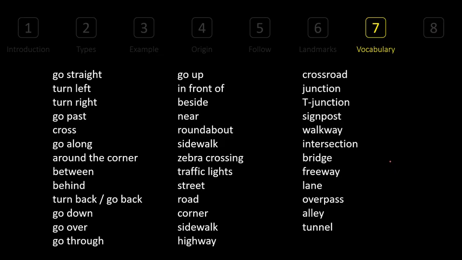What I want you to do is stop here and just copy all of them and see how they're used. If you don't want to, there's a vocabulary course also created which we have provided to you. You can look into it and all of them are explained in detail. See, go straight, turn left, go past, that means we go across, go along with something, around the corner, between, behind, turn back, go back, same way.